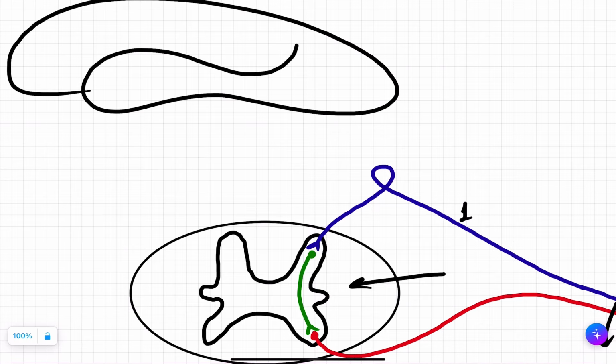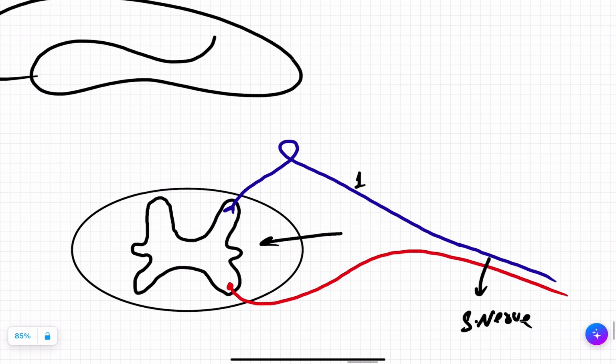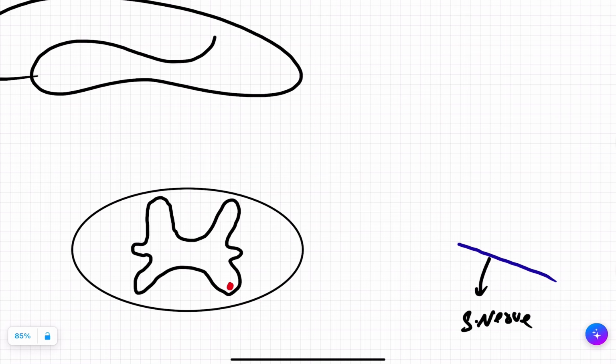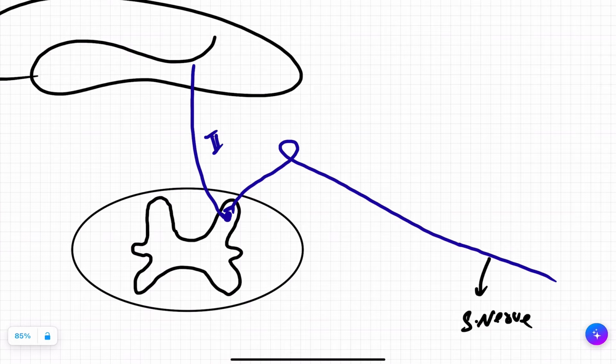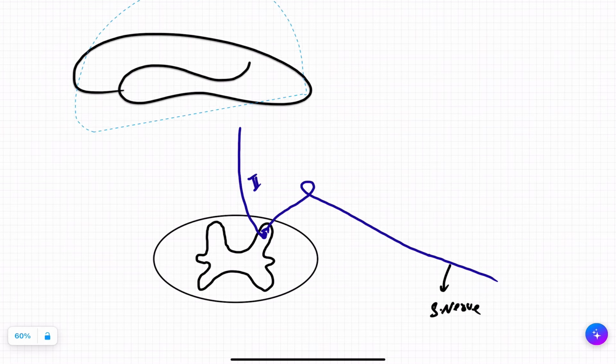So yes, this first order neuron will form the synapse. This is going to form a synapse, and I'm using the color blue. This is going to form a synapse, and then it will go to the brain. This will be your second order neuron. While it goes to the brain, there will be one more thing.